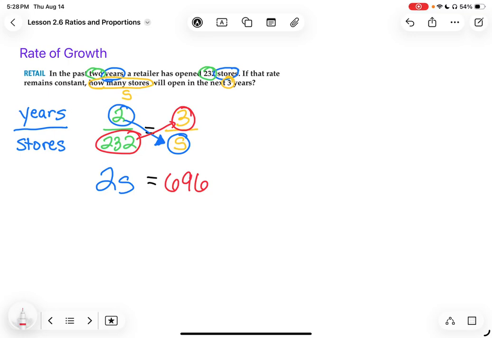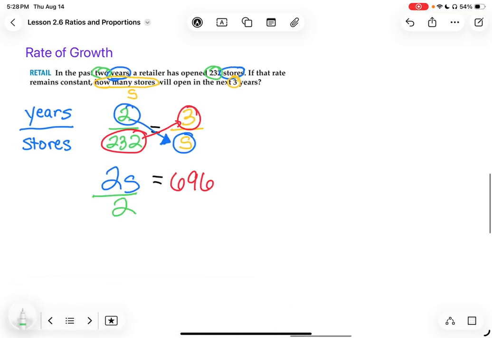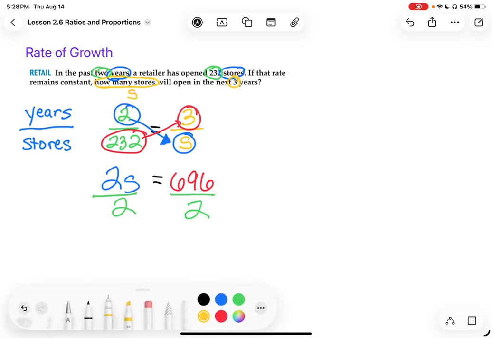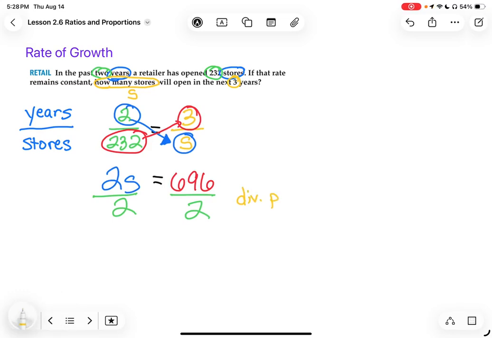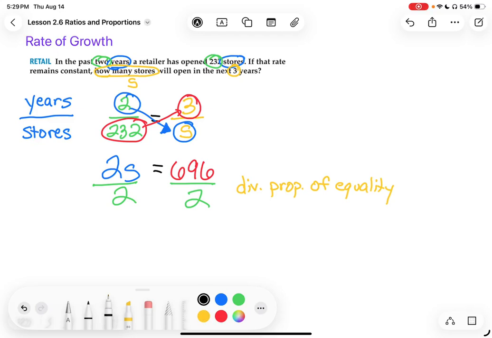Now I'm just one step away from the answer, which is that I need to divide everything by 2. This is the division property of equality. And before I divide this, I'm expecting my answer to be somewhere in the 300s. The reason I'm expecting that is because if in 2 years I opened a little over 200 stores, 232, then in 3 years I'm expecting to open somewhere in the 300s. So before I do my math, a reasonable answer would be something in the 300s.